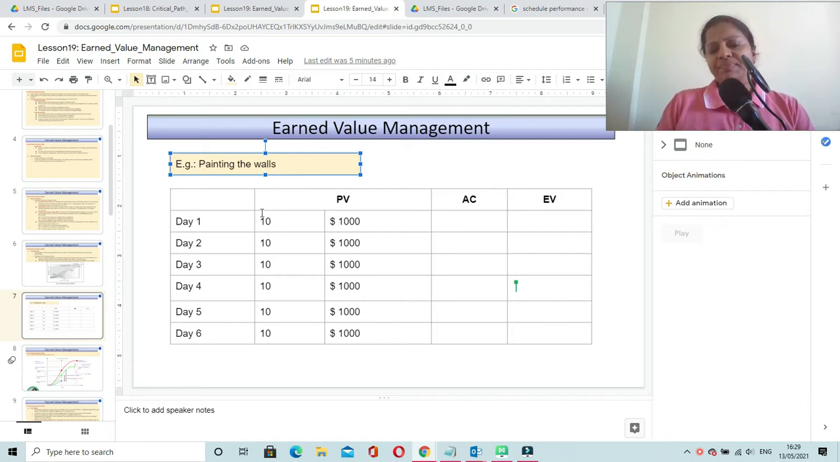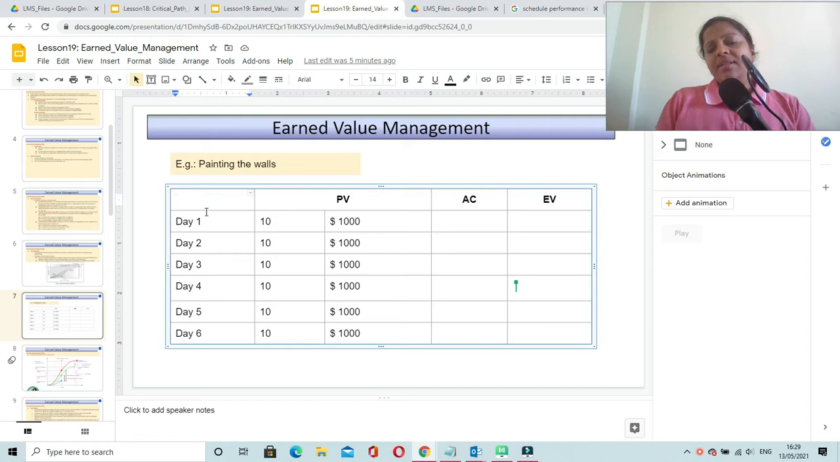And here I have created a plan. In this example, I have created it for 6 days, and on each day, the team has to paint 10 walls, and they should consume cost not more than $1,000. And this is the plan. So now we are going to carry out performance analysis for day 4. So on day 4, the team should have completed painting 40 walls and they should have consumed $4,000 by end of day 4.